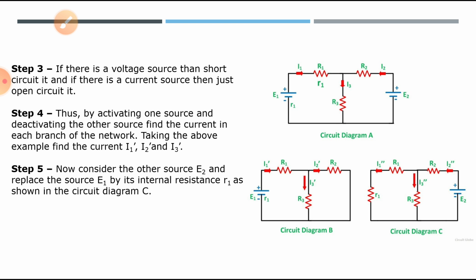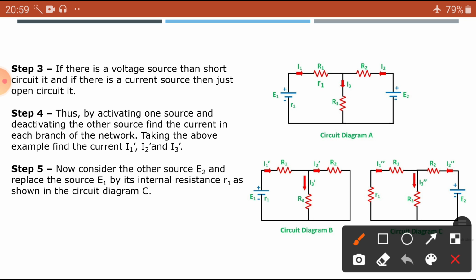Now, consider the other source E2 in this case and replace the source E1 by its internal resistance R1. Here, E1 has R1 as its internal resistance. So, instead of shorting, we connect R1 in series. You can observe here. The given circuit has internal resistance R1 given, so we replace the voltage source with its internal resistance.